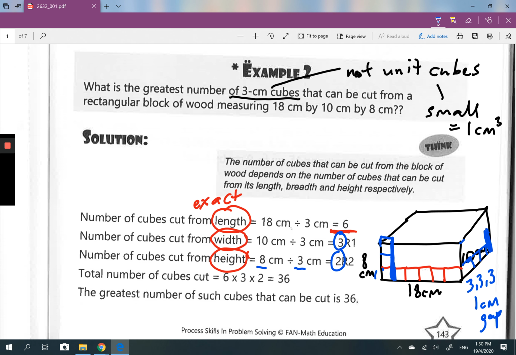Okay, so what is the total number of cubes that can be cut? The total number would be 6 cubes along the length, 3 cubes along the breadth, and 2 cubes along the height. And that gives us 6 times 3 times 2, 36. Henceforth, the greatest number of 3 centimeter cubes that can be cut is 36. And that is example number 2.